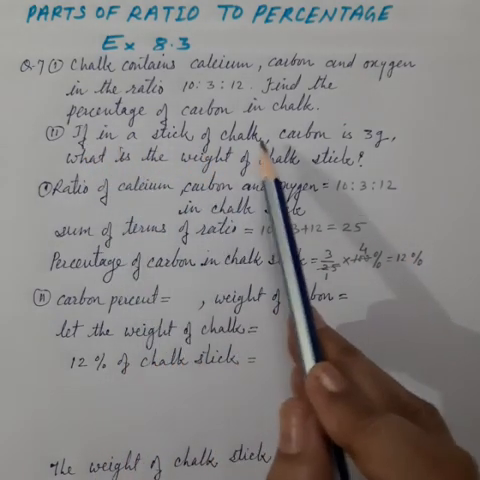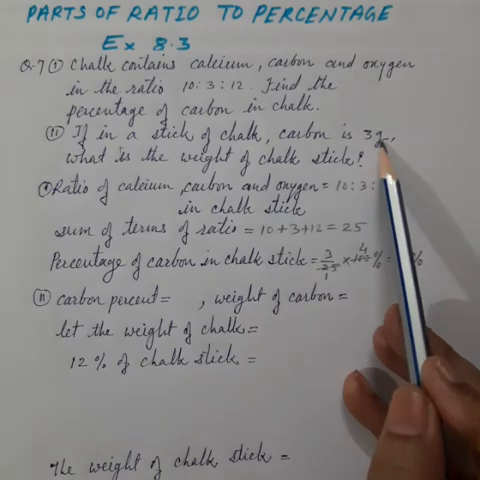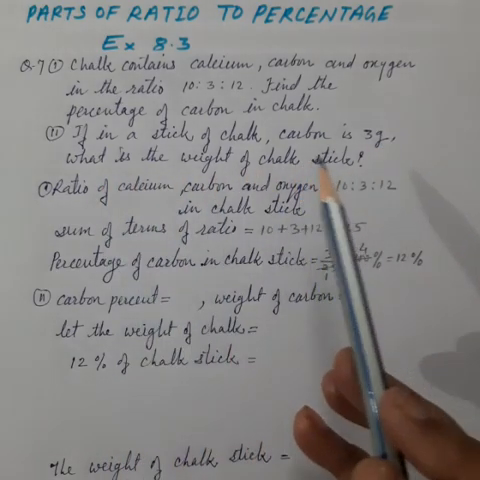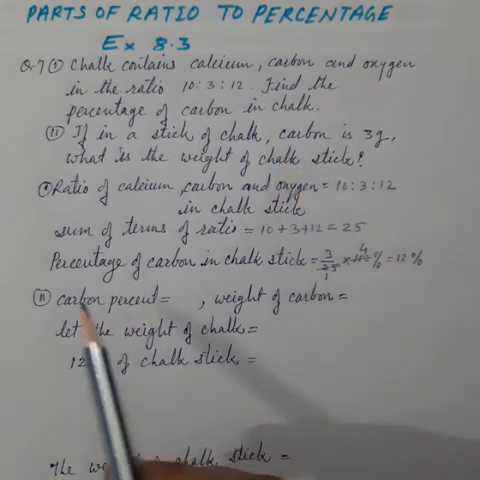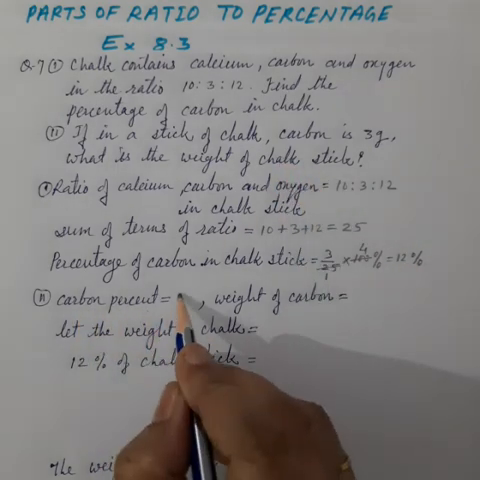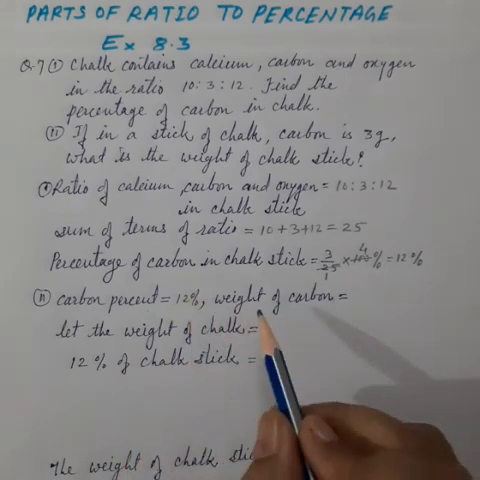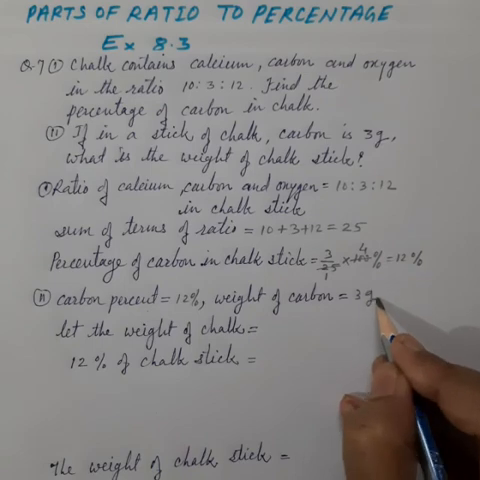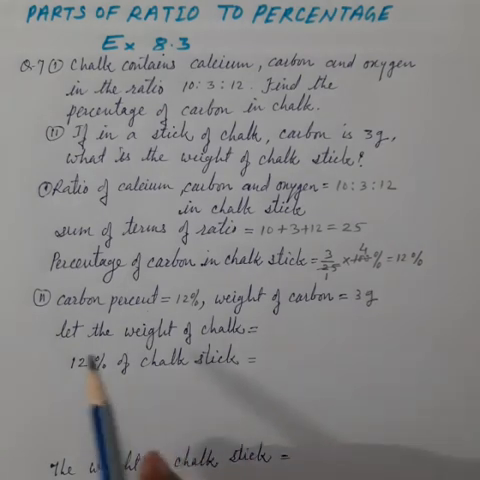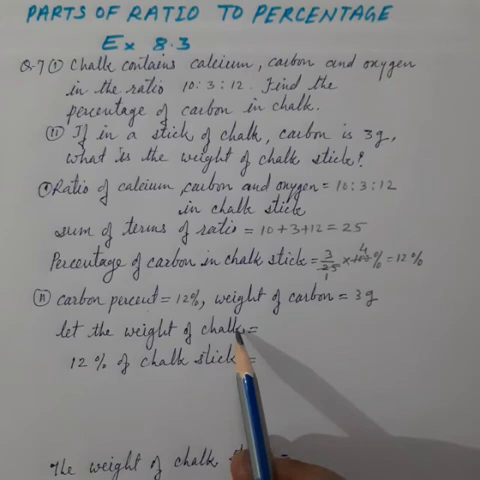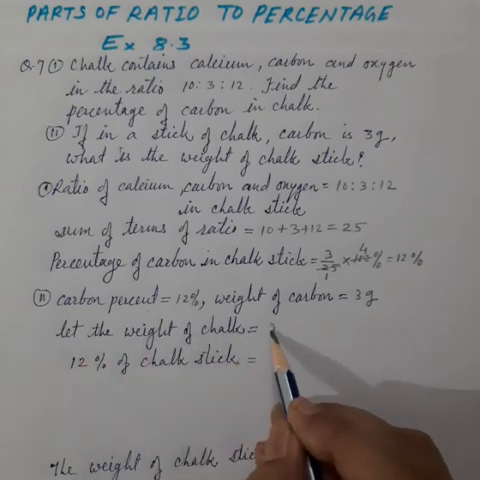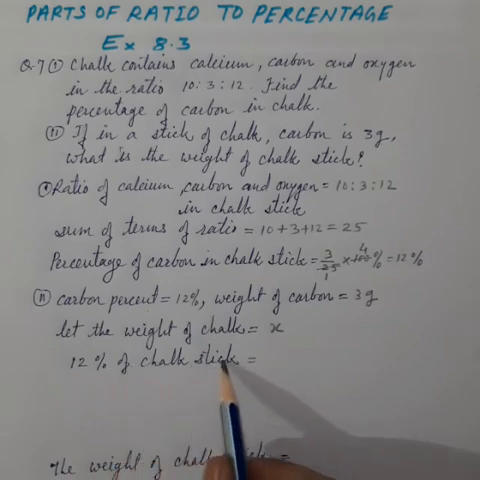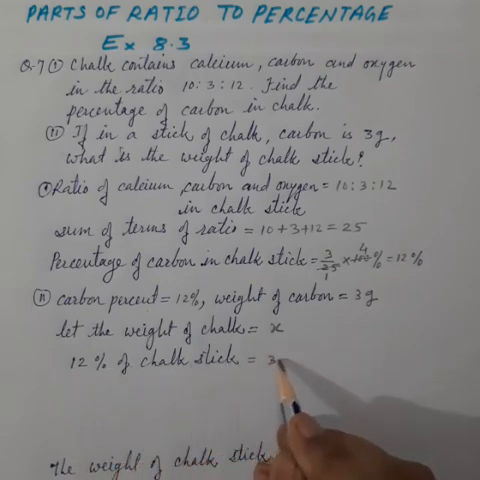Now second part. In a stick of chalk, carbon is 3 grams and we have to find out the total weight of the chalk stick. So we have to find out here the whole quantity. Carbon percent we have is 12%. And the weight of the carbon is given, 3 grams in that chalk stick, and we have to find out the total weight of the chalk stick. So let the total weight be x. 12% of the chalk stick is 3 grams.